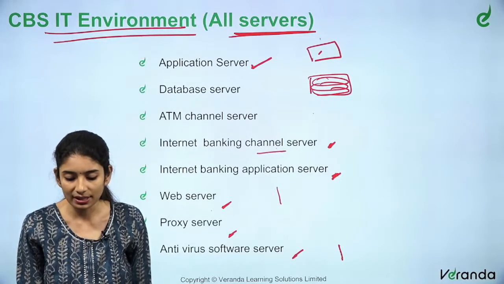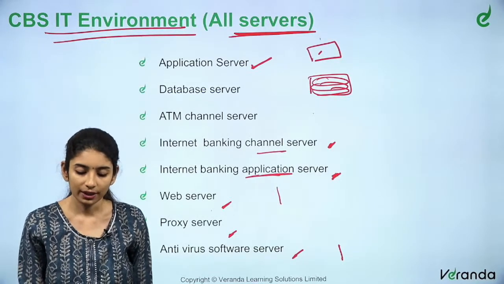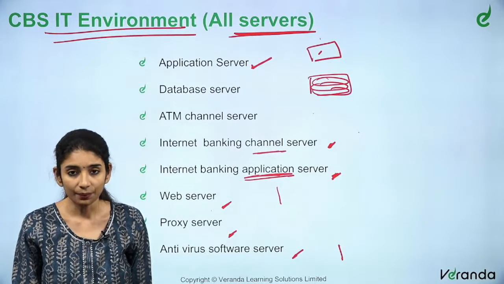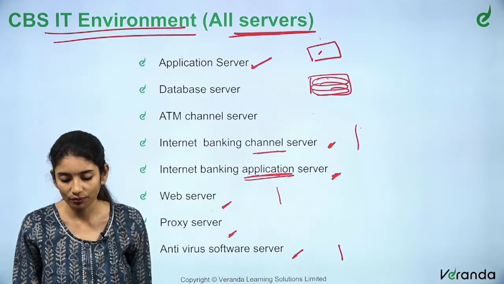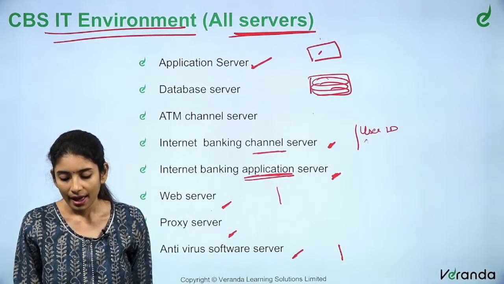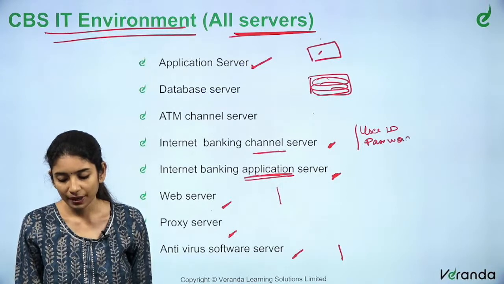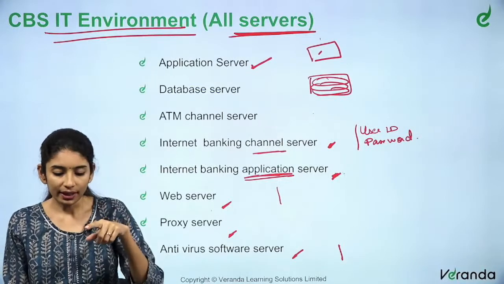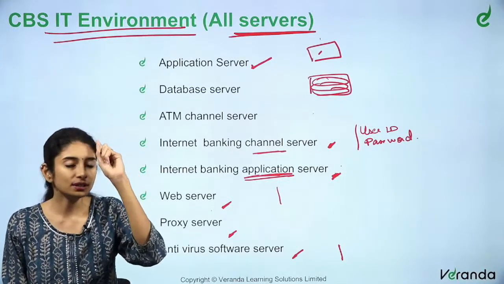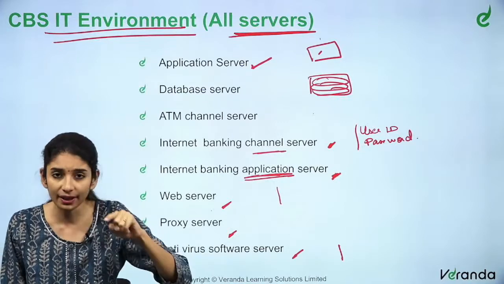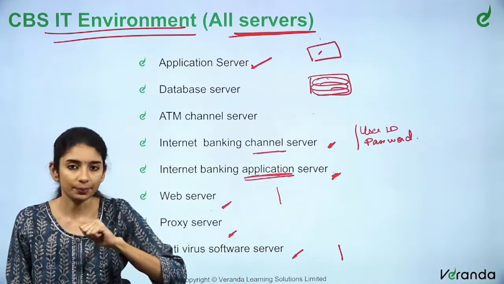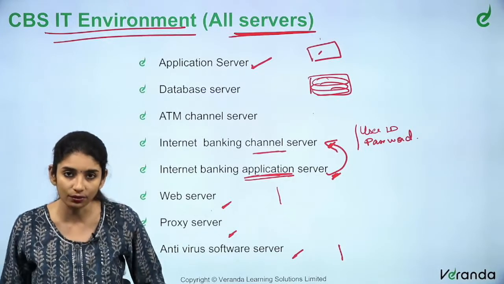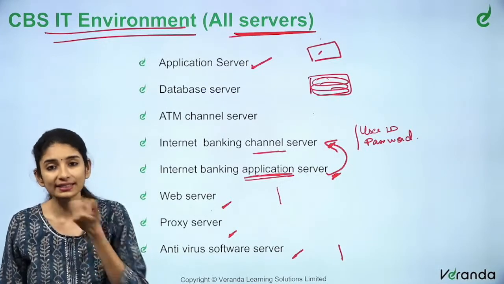Internet banking channel server, internet banking application server. So my channel server has a list of my user ID and password. Internet banking application server is the app through which I go in. It asks the channel server whether the user ID and password that she has entered is correct or not. If yes, please send her an OTP. So this application server communicates and connects to the channel server to get the data and validate the data.